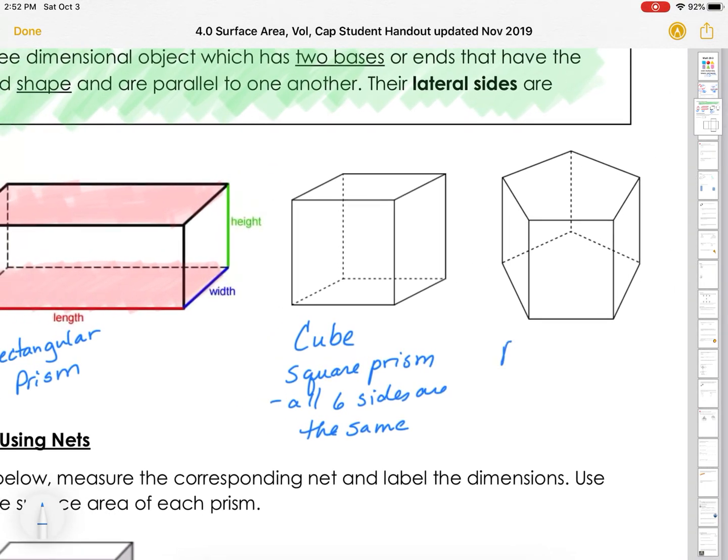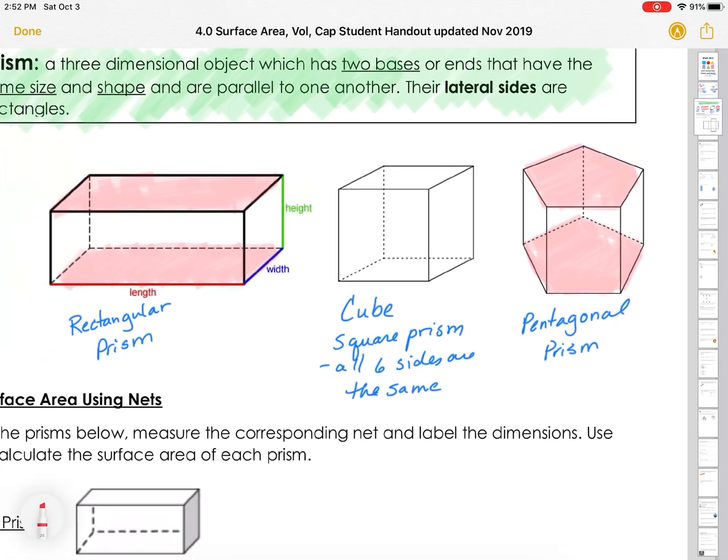Here, we would have a pentagonal prism. So the top and bottom are pentagons, okay? So there's a pentagon at the bottom and a pentagon at the top, all right? The two bases, so the top and the bottom, are the same, okay?